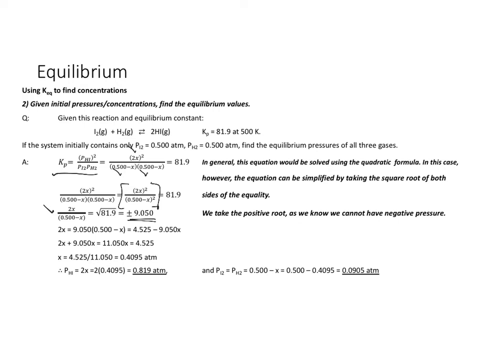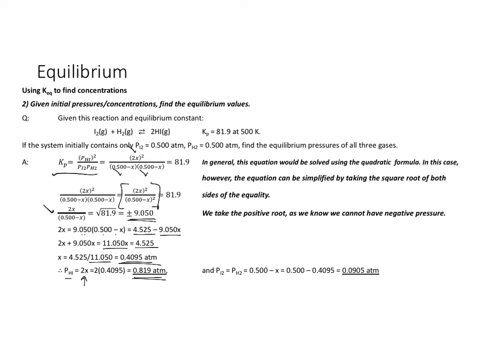Multiply both sides by 0.5 minus x. 9.05 times 0.5 is 4.525. 9.05 times negative x is negative 9.050x. Then bring that over to the left-hand side. Add 9.05x to both sides, so I get 11.05x is equal to 4.525. Dividing both sides by 11.05 gives me an x value of 0.4095.